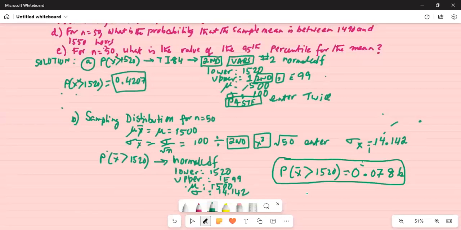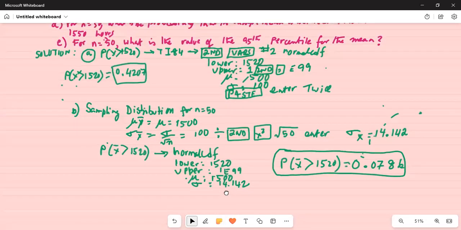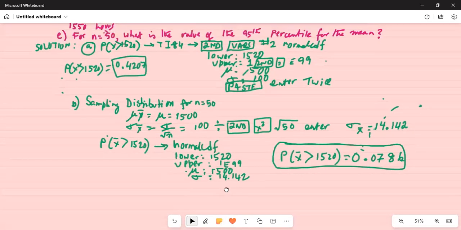So the probability of the sample mean greater than 1520 is 0.0786. Okay, now let's do part C. Part C is sample mean between 1490 and 1550. Okay, part D, part C, I'm sorry.